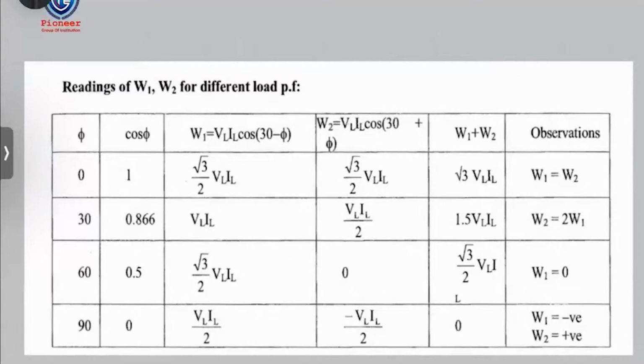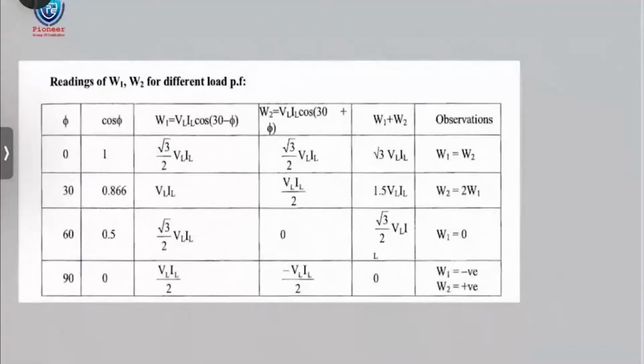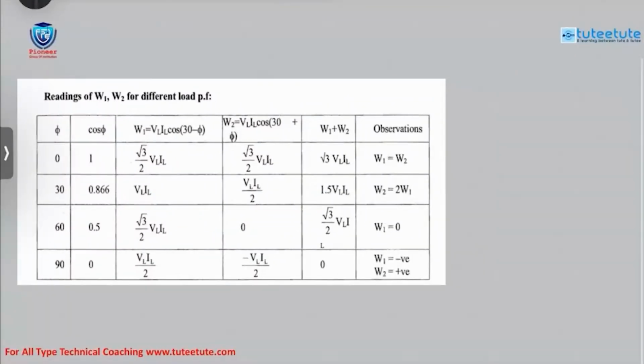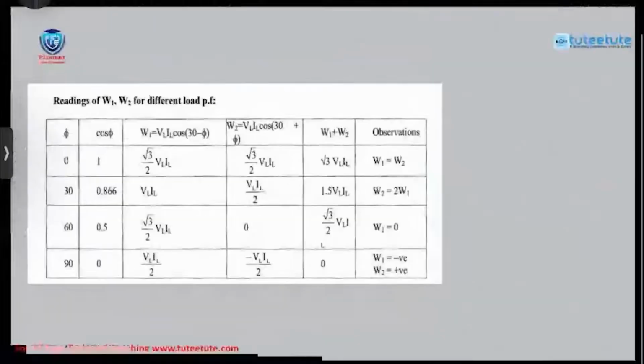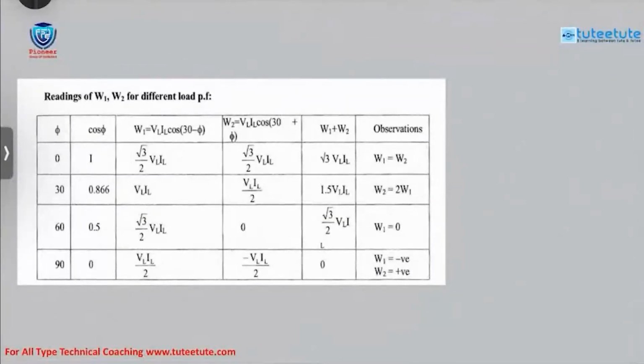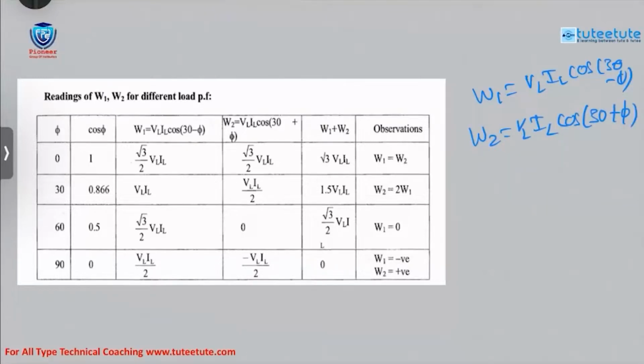This is also a very, very important table, sir. From our exam point of view, there is no need to memorize anything here. Just remember two formulas. W1 is equal to VL IL cos(30° − φ), and W2 is equal to VL IL cos(30° + φ). You just remember these two formulas, then you can fill the table very easily.